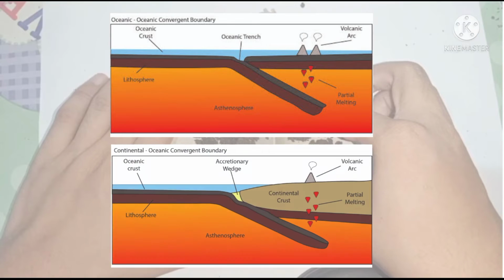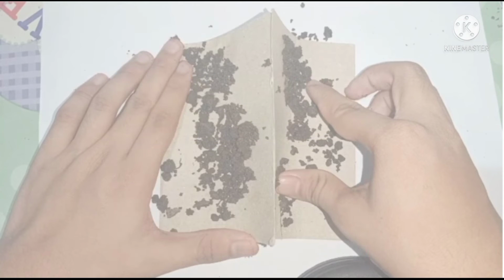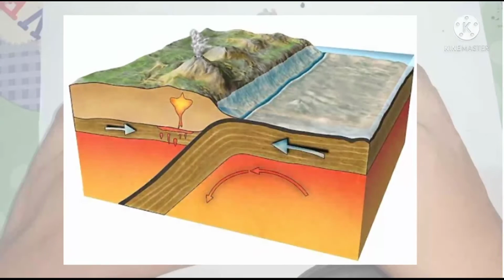Oceanic-oceanic and oceanic-continental convergent boundaries are quite hard to simulate, but I'll still explain what happens in such boundaries. In oceanic-oceanic and oceanic-continental boundaries, one of the plates will be subducted or pushed under the other, and then mixes with the overlying mantle that will lead to the creation of volcanoes. We need to take note that in this process, the lithosphere or some of its parts are destroyed.